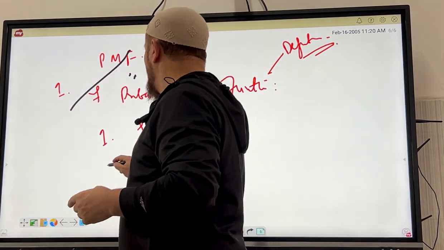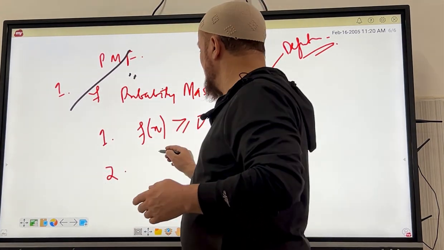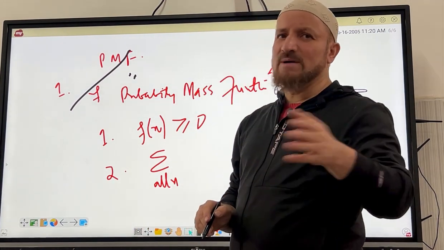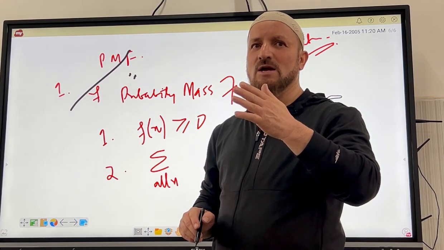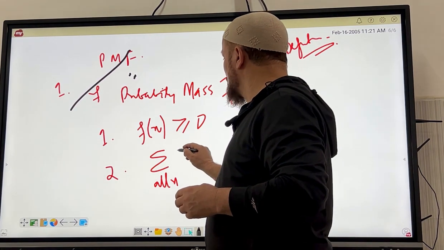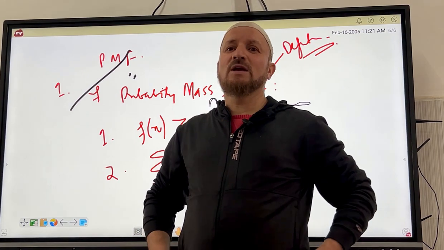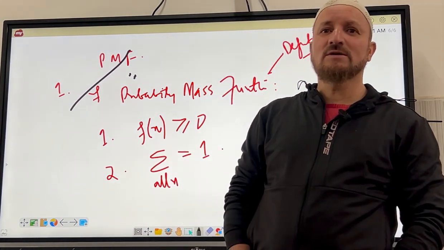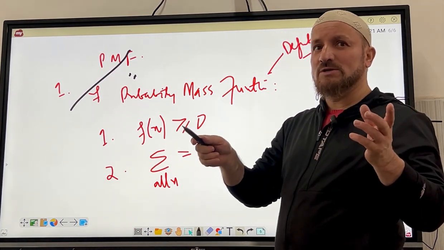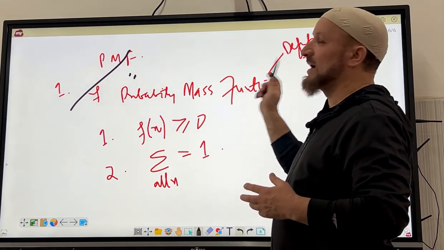Number 2 जो आपका है वो ये बता रहा है कि जो सम है, all x, जितने भी आपके पास x हैं, उनका जो सम है, that should be equal to 1. Got it? So if your probability distribution satisfies these 2 conditions, then we call it probability mass function.